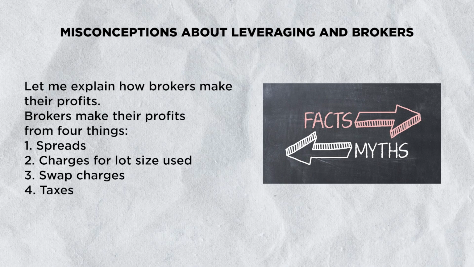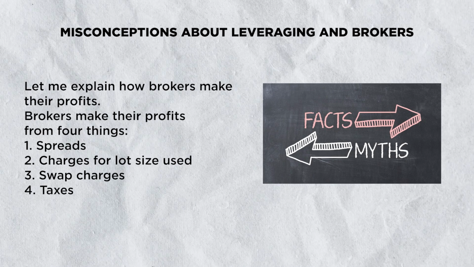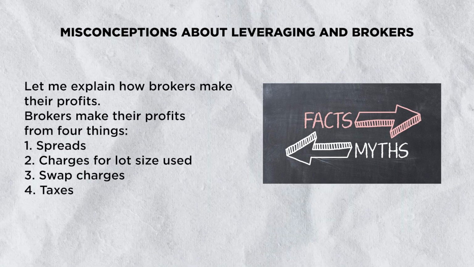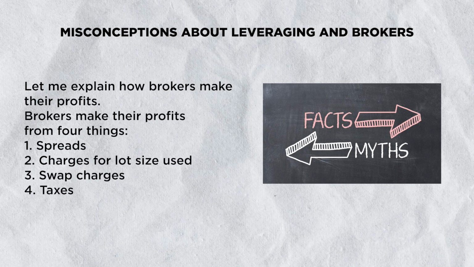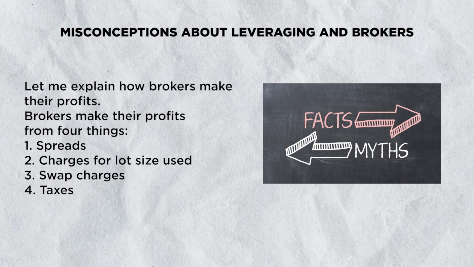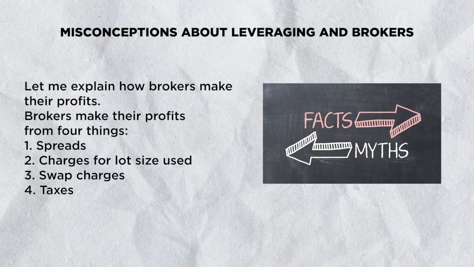Let me explain how brokers make their profits. Brokers make their profits from 4 things. 1. Spreads. 2. Charges for lot size used. 3. Swap charges. 4. Taxes.